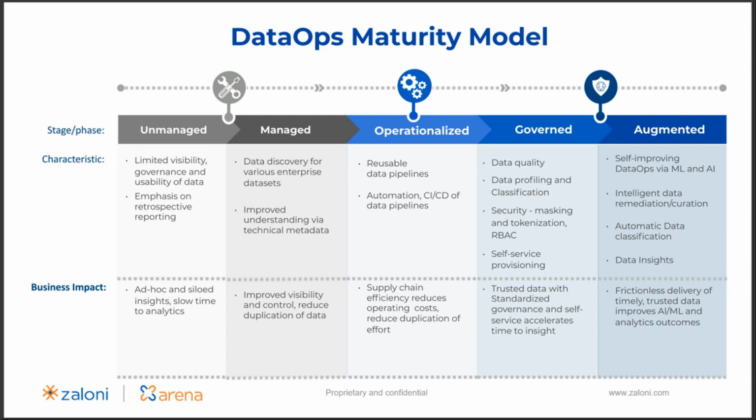So from that stage, you go to what we call a managed stage, which is the second phase of this DataOps maturity model. This is where you use some programmatic way to go get the data from the source systems, where you're doing data discovery across your various enterprise data assets. You're then mapping it to the data platform where you need to put this data, and you're mostly dealing with technical metadata at this point. This is better than the first phase, but here you have improved visibility of what data exists in your organization. And then there is an opportunity where you can reduce the duplication of data.